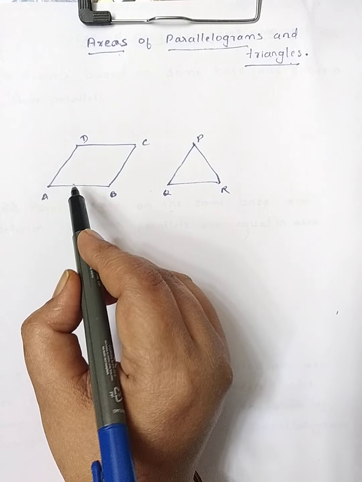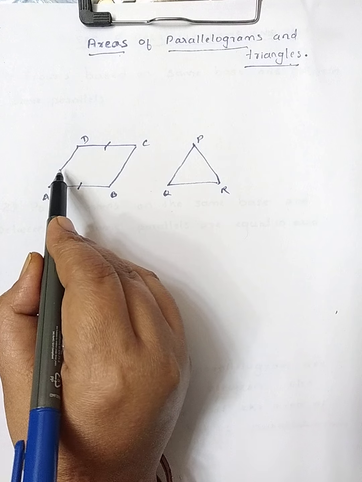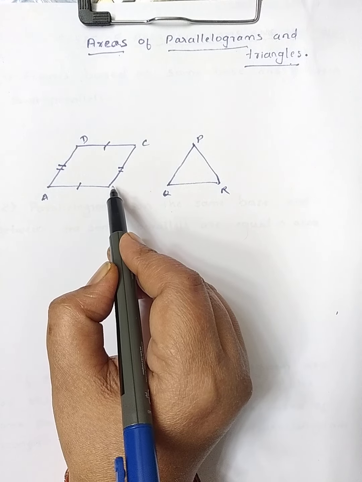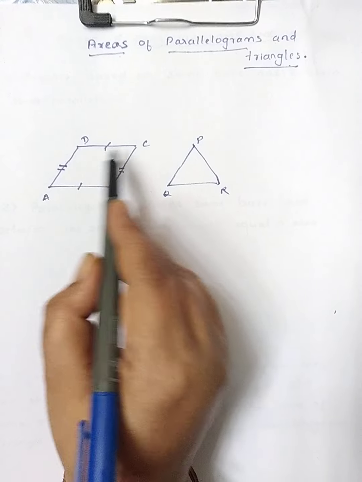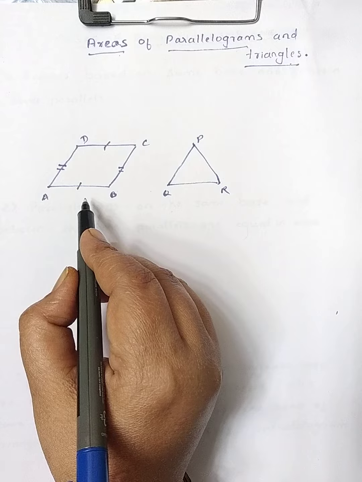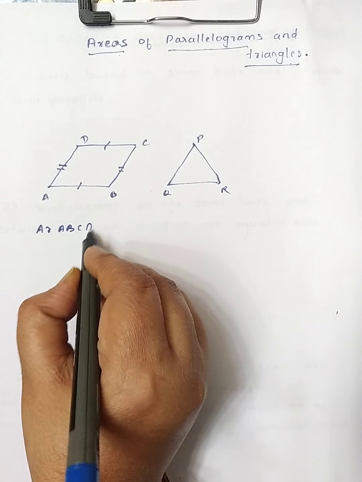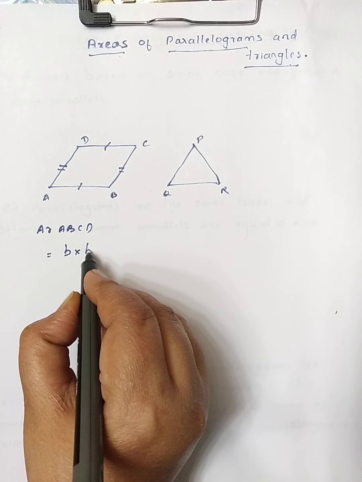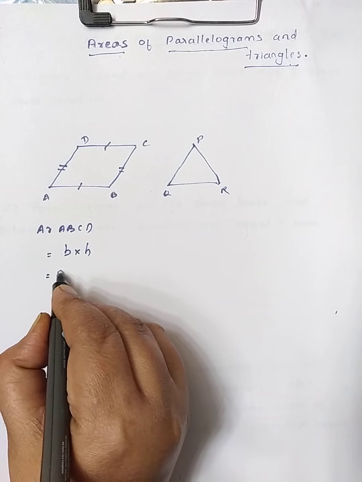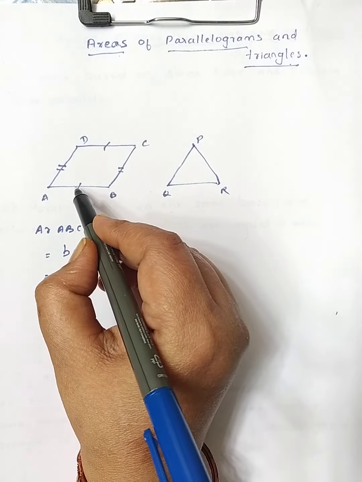In a parallelogram, opposite sides are parallel and equal. Here also AD and BC are parallel and equal, and AB and CD are parallel and equal. So what is the area of a parallelogram here? The area of a parallelogram is equal to base into height. So what is the base here? Base is AB. And height means what? Height is the perpendicular height from the base.